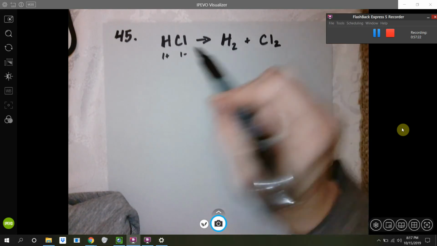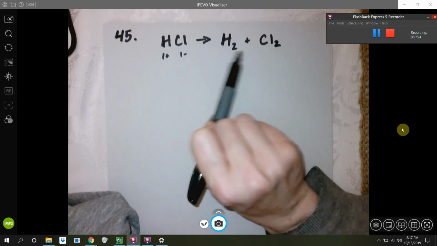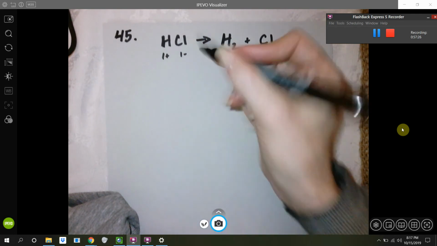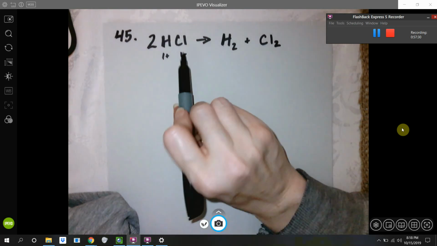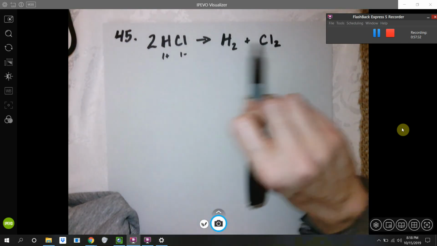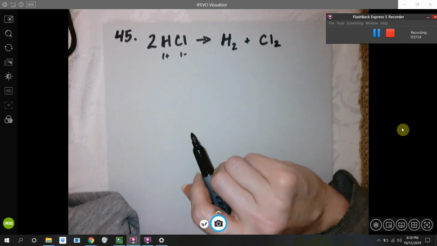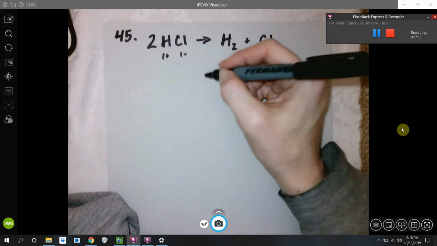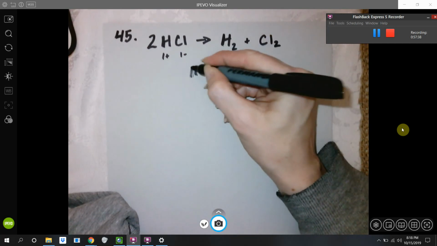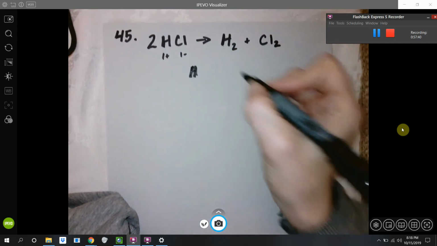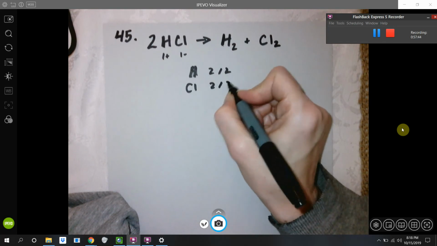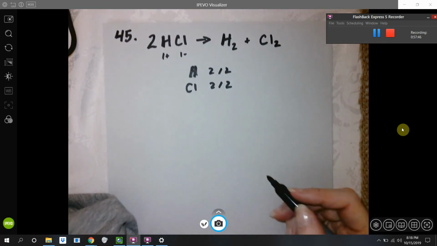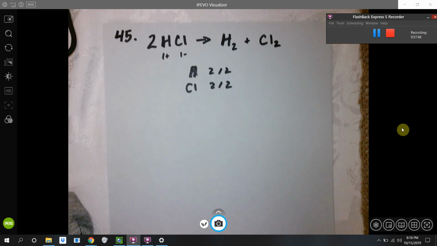If you look at hydrogen first, there's 1 over here, 2 over here. So let's add a 2 in the front to balance those hydrogens. Now we've got 2 chlorines on our reactant side and 2 on our product side. So that's balanced. We can do our last check. Hydrogen, 2 and 2, and our chlorine, 2 and 2. We're all set. So let's add the word equation in here.